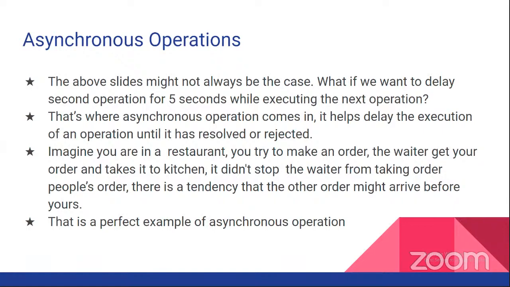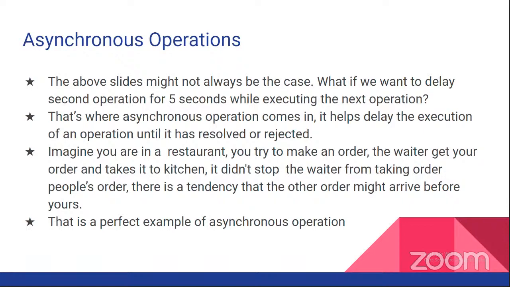Then, when the chef is done, they will either tell me that this food is ready and serve me my food, or they will tell me, sorry, we didn't have salt, or there was an error, so we cannot serve your food. Can you order for another thing? So that is the perfect example of an asynchronous operation in a restaurant system, whereby you make an order, the waiter takes the order to the chef, then the waiter returns to tell you that your food is ready, or there is something wrong with your food.